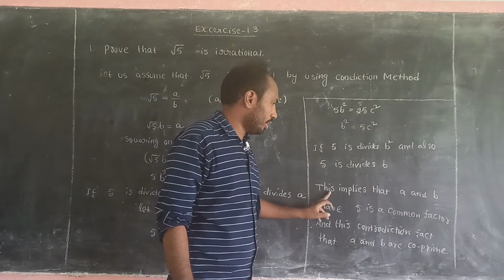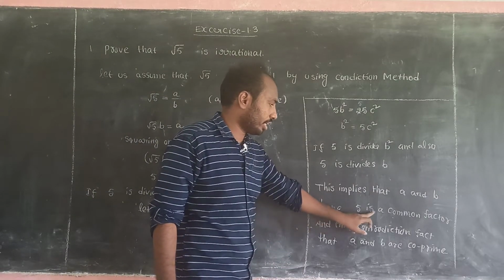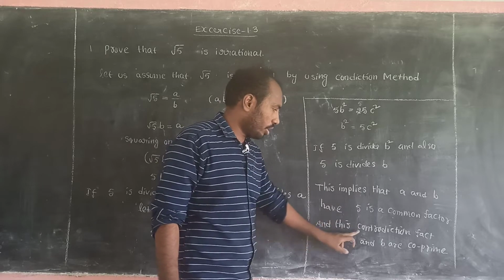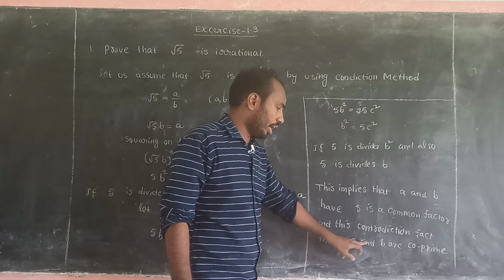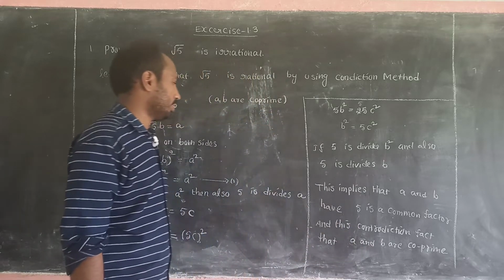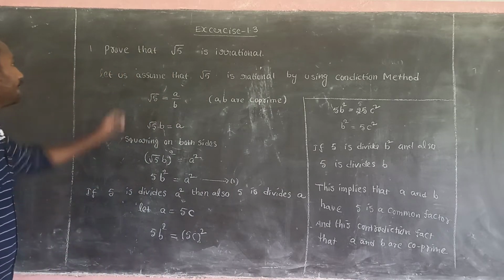This implies that a and b have 5 as a common factor, and this contradicts the fact that a and b are co-primes. Okay, listen carefully.